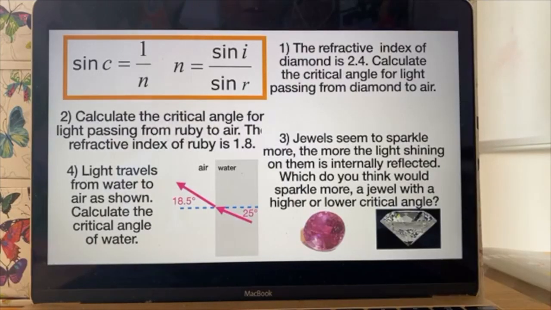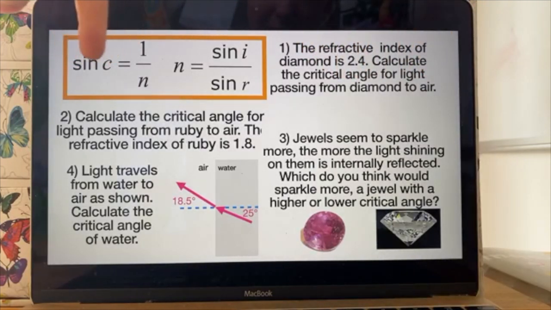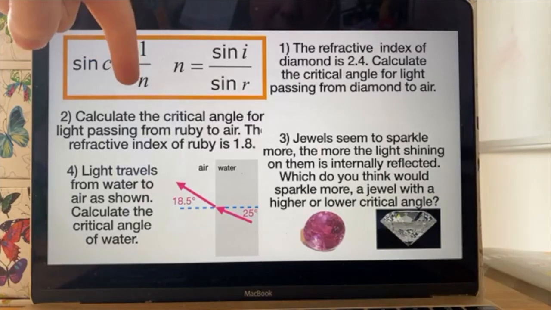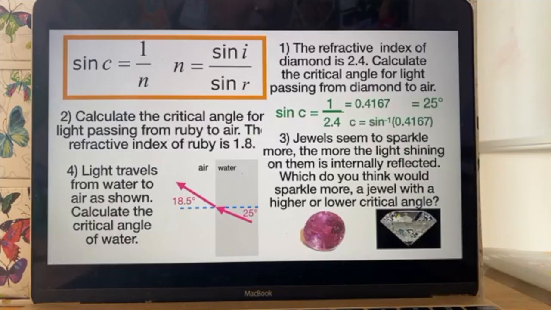So we're looking for the critical angle if light is going from diamond to air. So we need sine C, okay? So we're going to do 1 divided by the refractive index of diamond, which is 2.4. So sine C equals 1 divided by 2.4, which is 0.4167. But that's only the sine of C. We need to find actually C. So we need to unsine 0.4167. And if we do that, we get the answer 25 degrees.